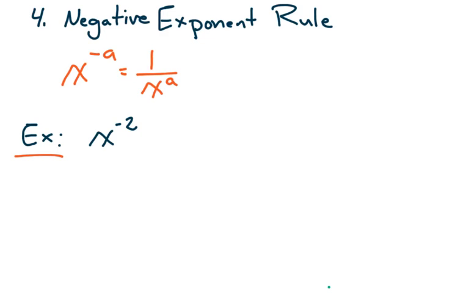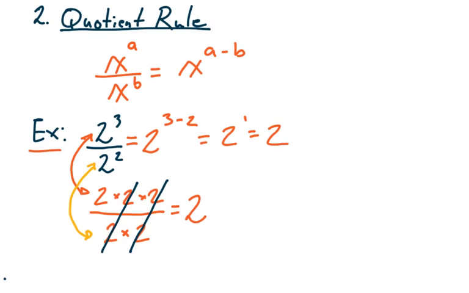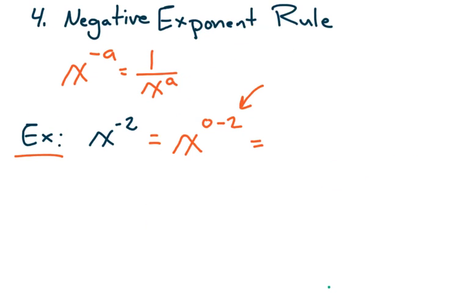If I have x raised to the negative 2, okay, well, I can do some fancy math manipulations, and I can say that's equivalent to x to the 0 minus 2, right? 0 minus 2 is just negative 2. So that's no problem. I can do that. Now, this kind of looks like, if we go back, what we had in our quotient rule. It looks like x to the a minus b. So I can bring it and make it look like a fraction. Let's do that. So that's x to the 0 over x to the 2.